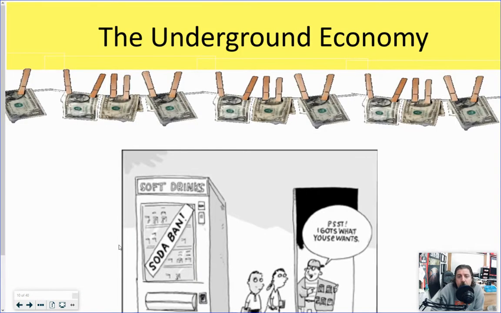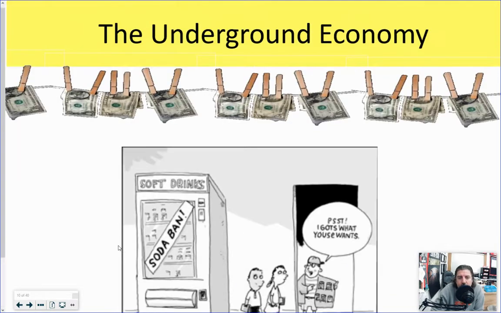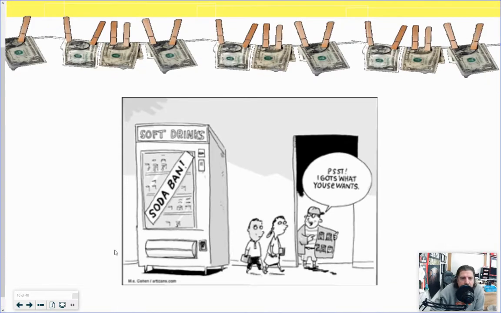So, the underground economy and the black market and tax evasion. Let's have a look at this cartoon. Soft drinks, soda ban, and the guy goes, "Psst, I got what you want." So he's selling these soft drinks from the black market.